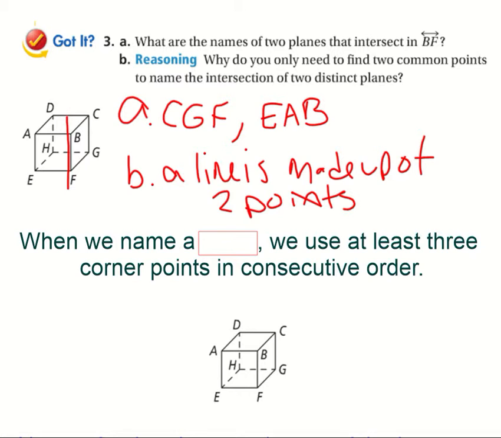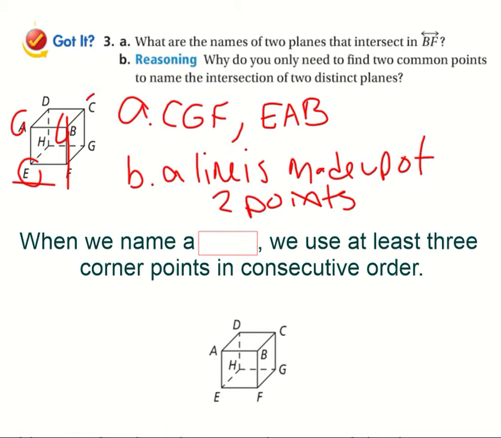So here you have my answers to this question. The 2 planes that intersect in line BF are CGF and EAB. Notice when I name those, I named them in order. I didn't just go AEB. I started at E, A, B, C, G, F. And then why do you only need to find 2 common points to name the intersection of 2 distinct planes? Well, because the intersection is a line, and a line is made up of only 2 points.